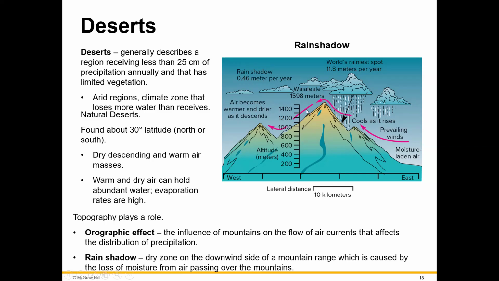Plus, it's warming up more and more, so it can actually hold more water, but it's already been dried out or wrung out. So not only is it not raining, it's actually increasing evaporation and wanting to pick up more moisture from the surface on the rain shadow side. Death Valley is in the rain shadow.